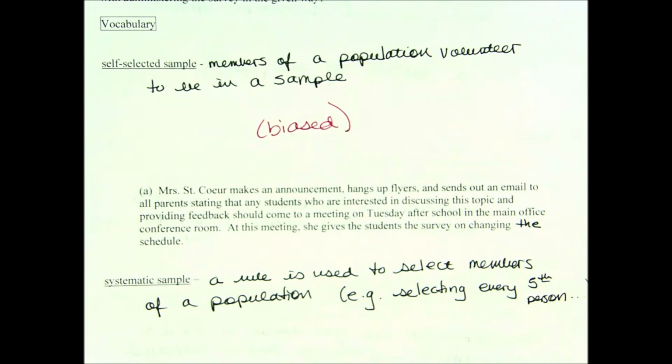It's biased because, well, first of all, only those students with strong opinions are showing up if they're going to the meeting. It's also biased because it underrepresents those students who have a conflict Tuesday afternoon. It underrepresents those students who aren't noticing the flyers, or students whose parents don't share information that she sends out in her emails. It's going to be a biased sample. We're going to overrepresent those people with strong opinions.